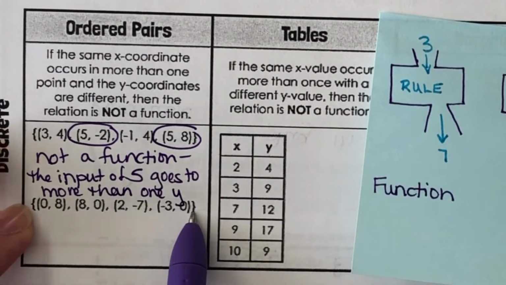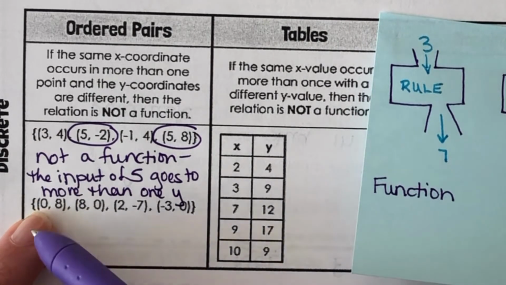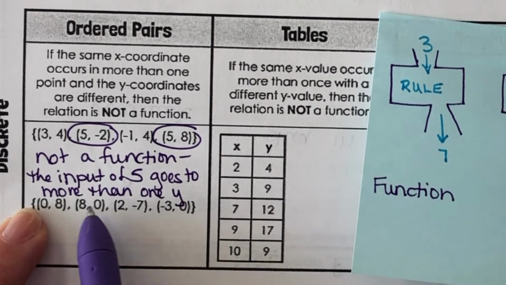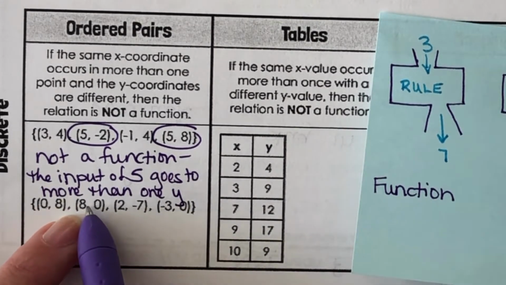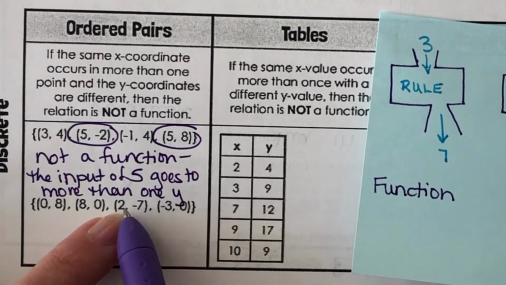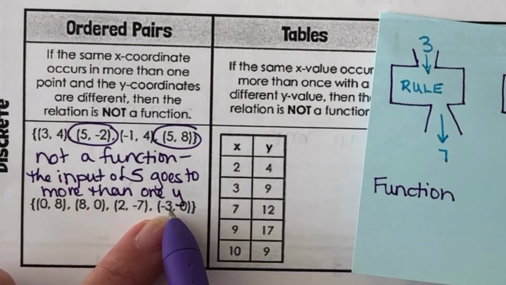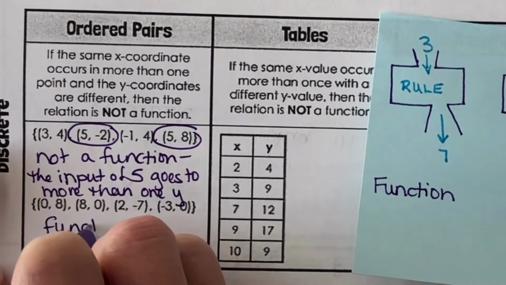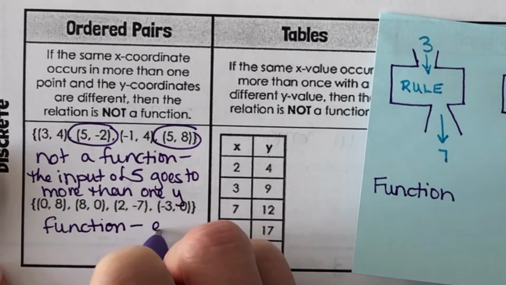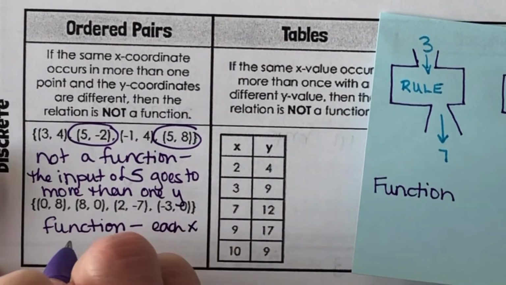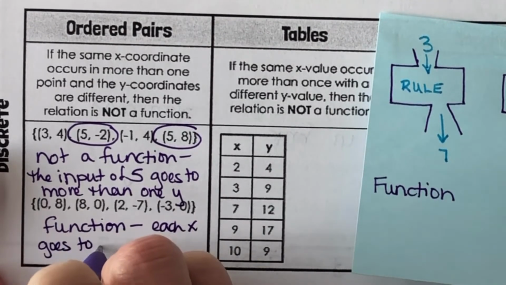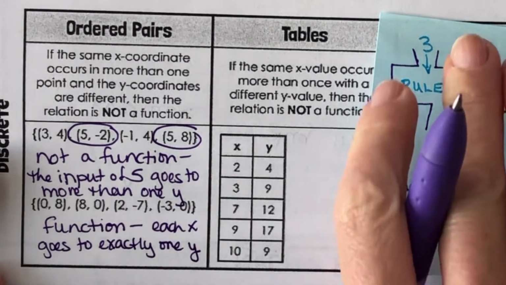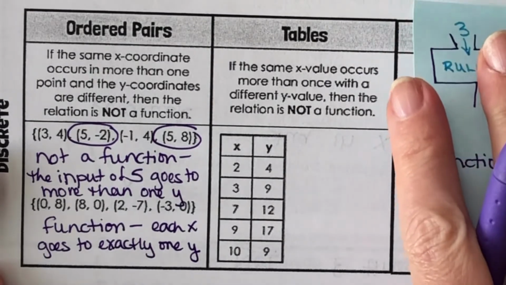Let's take a look at this example. Do my x values go to more than one y value? Let's see, 0 goes to 8. I don't have any other 0. Next I have an 8. 8 is going to 0. I don't have another 8. Next I have a 2. I don't have another 2. And I have a negative 3. I don't have another negative 3. So this is an example of a function. And why? Because each x value goes to exactly one y value. So that's how you can tell if they're a function if they're ordered pairs.